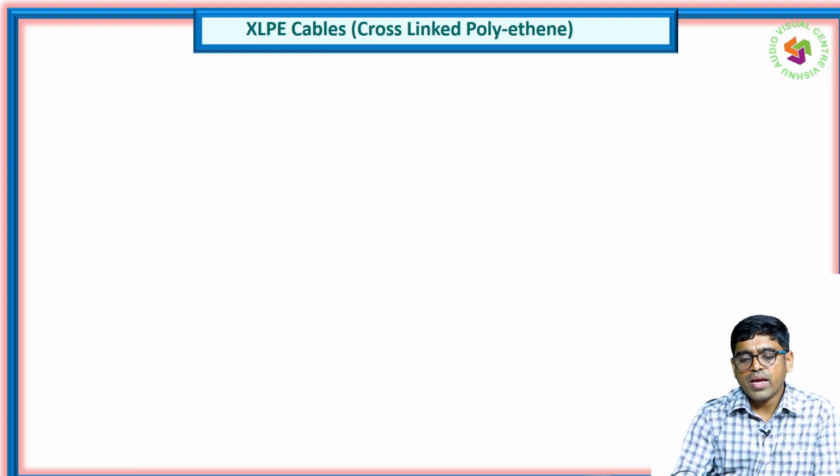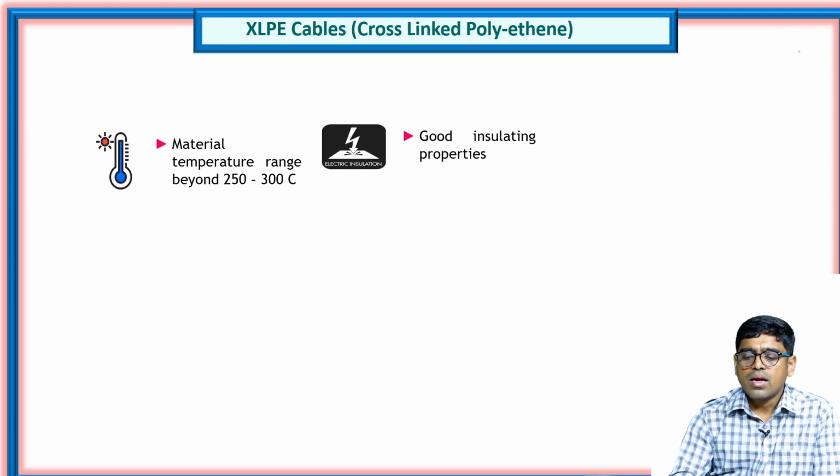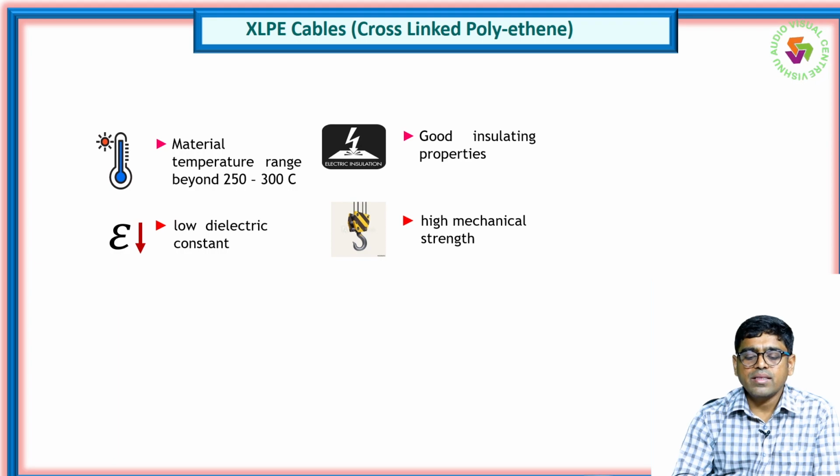Next, another cable we have is the XLPE cable, cross-linked polyethylene cable. So mostly they use either PVC cables or XLPE cables in our underground cables. The XLPE cable material has a temperature range beyond 250 to 300 degrees centigrade, good insulation property, low dielectric constant, and high mechanical strength.